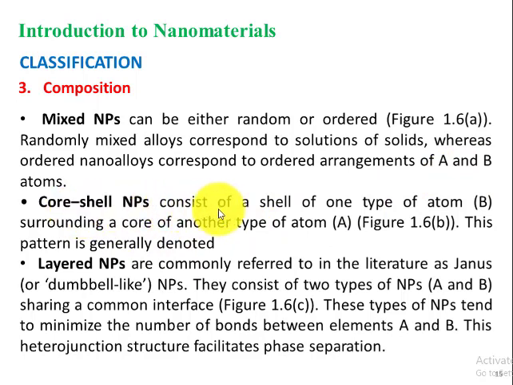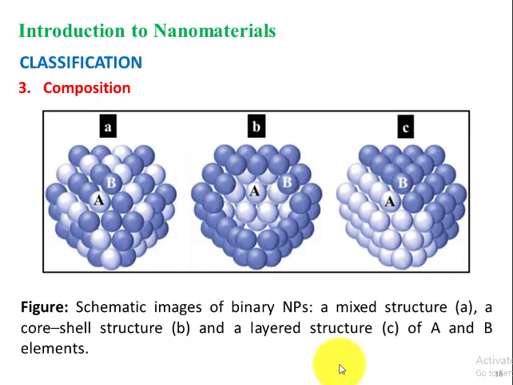Core shell nanoparticles consist of a shell of one type of atom, B, surrounding a core of another type of atoms, A. It is also represented on the next page. Layered nanoparticles are commonly referred to in the literature as Janus nanoparticles. They consist of two types of nanoparticles, A and B, sharing a common interface. This is shown in figure 1.6c. These types of nanoparticles tend to minimize the number of bonds between elements A and B. This heterojunction structure facilitates phase separation.